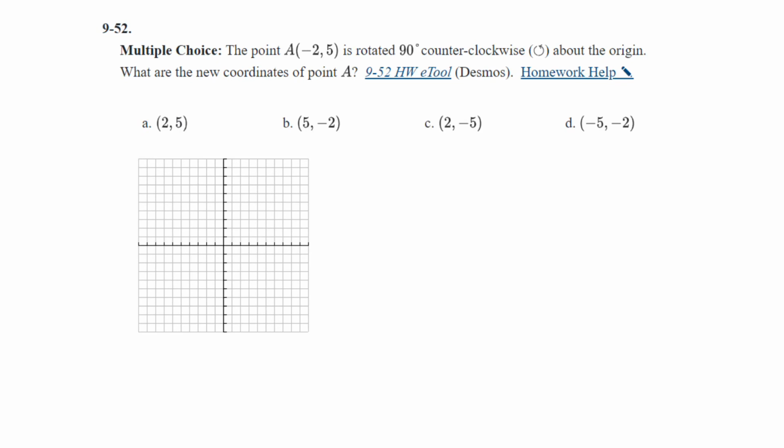Question 52 is multiple choice. The point A, which is at -2, 5, is rotated 90 degrees counterclockwise about the origin. What are the new coordinates of point A? So remember, if you have tracing paper, you can plot that point and then create that little crosshair in the middle and then rotate it counterclockwise 90 degrees. And if you do that, your new point will be located at -5, -2, which we'll call A prime, and that would be part D, -5, -2.